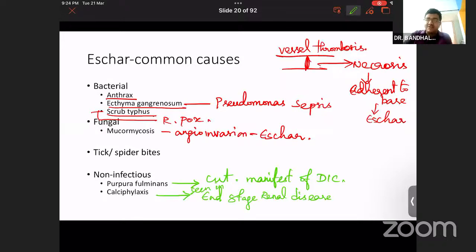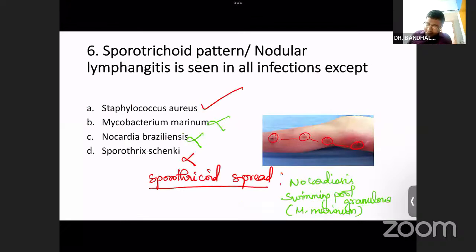Now I will answer your questions one by one. First one is whether lymphangitis is caused by staph. Actually, in the image, if you see, the lymphangitis is nodular lymphangitis in a sporotrichoid pattern. Staph aureus can lead to lymphatic infection, which is lymphangitis, but this nodular lymphangitis is not seen in Staph aureus. Okay, that is the point they have asked.